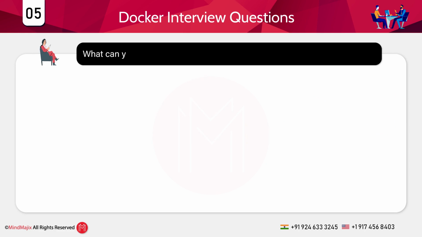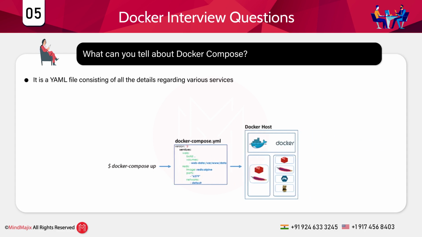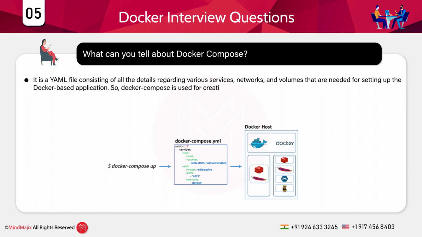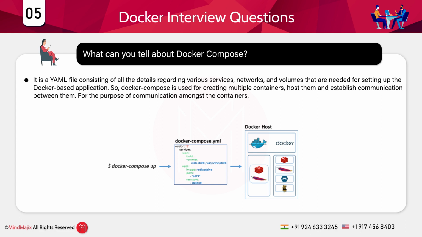Now question 5, tell me about Docker Compose. Docker Compose is a YAML file consisting of all the details regarding the various services such as networks and volumes that are needed for setting up a Docker based application. Docker Compose is used for creating multiple containers, hosting them, and establishing communication between them. For the purpose of communication amongst the containers, ports are exposed by each and every container. So that means we can forward our port by using Docker Compose. I already demonstrated the exposing of the port in Docker Compose.